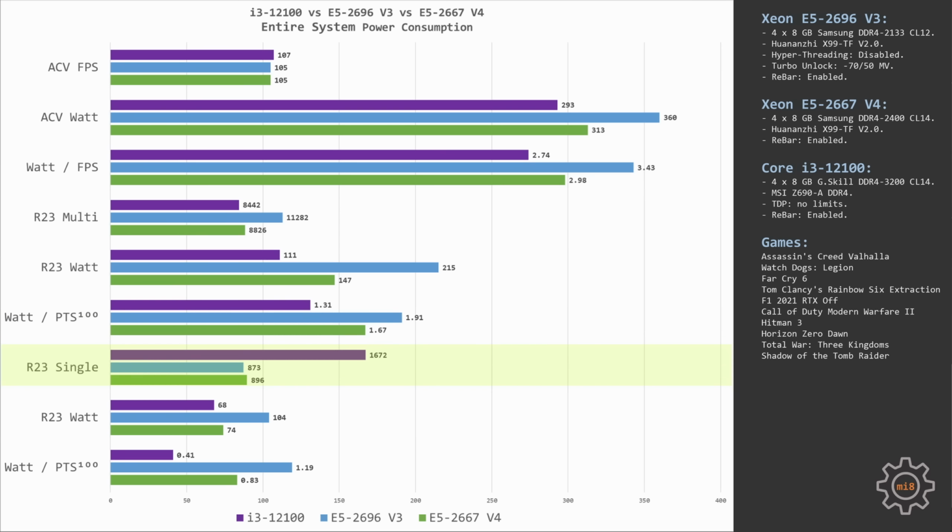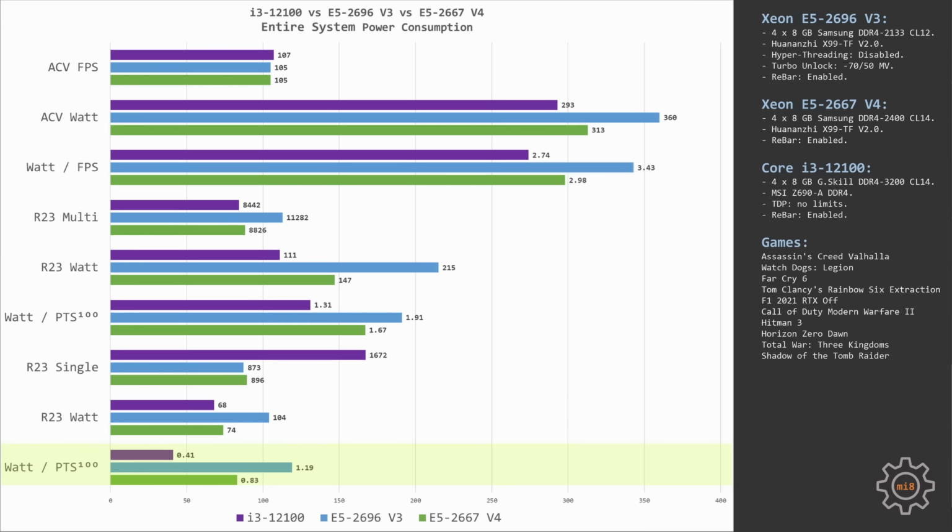I have also tested single core performance in Cinebench R23, and unsurprisingly, i3-12100 is almost double as fast as the Xeon CPUs, and the Xeon E5 V4 has slightly better single core performance than Xeon E5 V3. Even though E5 V3 has maximum turbo clock frequency of 3.8 GHz, and E5-2667 V4 is maxing out at 3.6 GHz. So the scores are 1672 points for the i3, 873 points for E5 V3, and 896 points for E5 V4. System consumption under this test, 68, 104, and 74 watts for i3, E5 V3, and E5 V4 systems.